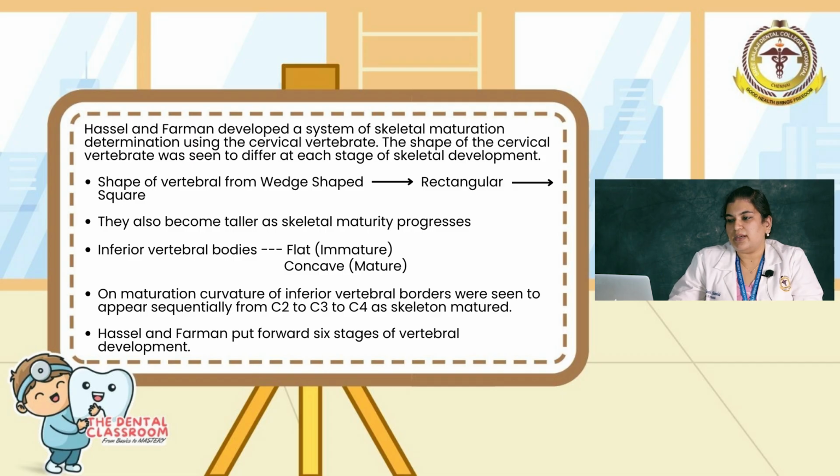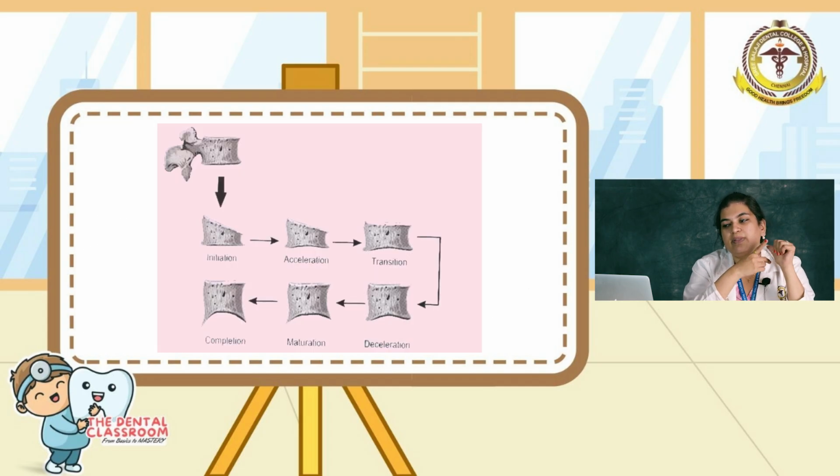Now, before we get started, you'll have to understand that the cervical vertebra is a flat bone like this, wherein you have the height of the vertebra, and then you have a transverse process and a spine. Now we're looking at the height and we're also looking at the lower border. Initially all your cervical vertebrae are going to be flat. They will not have any curvatures when a child is born. And as the child ages, the vertebrae will change in height, change in shape, and so on and so forth. So in cervical vertebrae maturity indicators, we have 6 stages starting with initiation, acceleration, transition, deceleration, maturation, and completion.